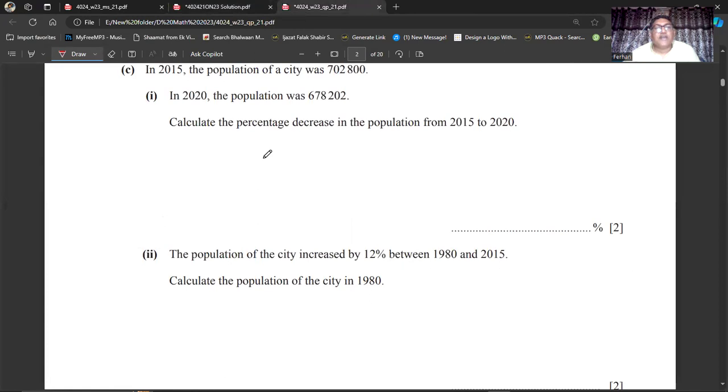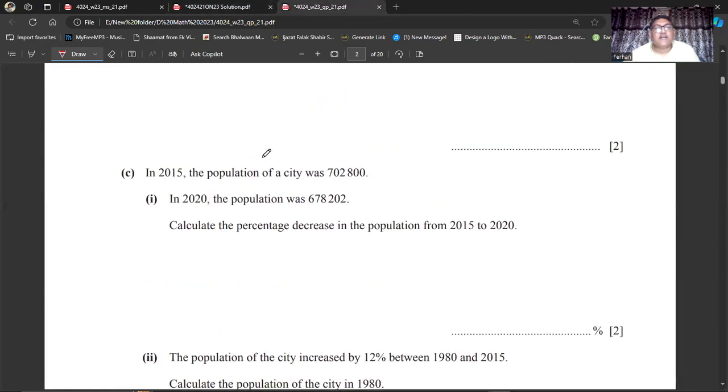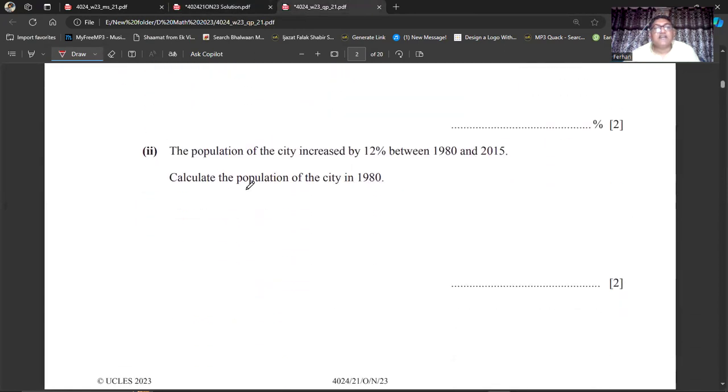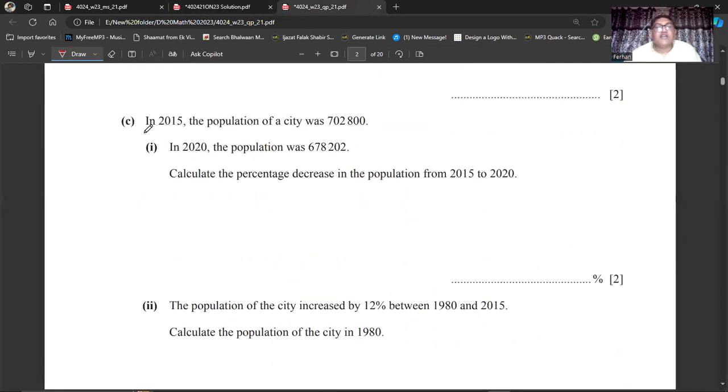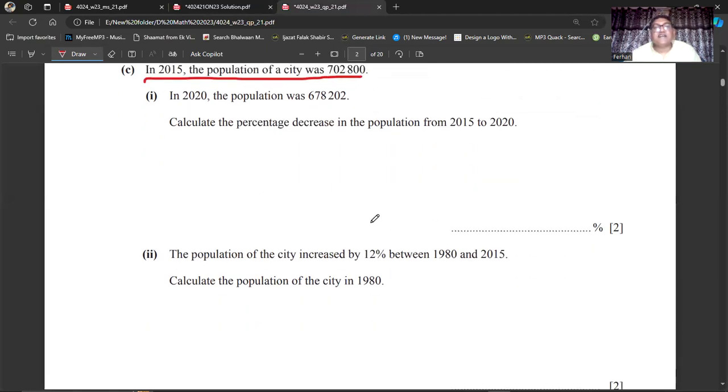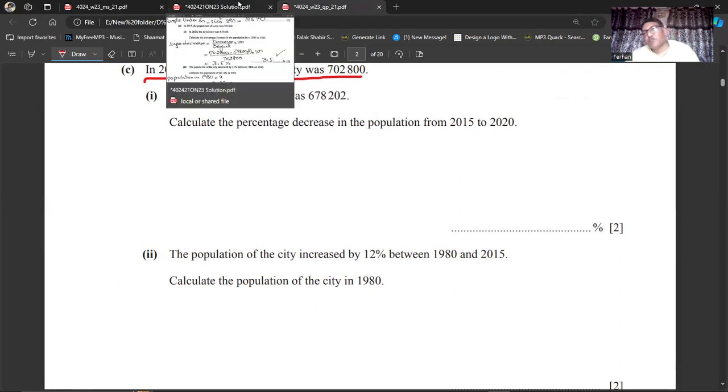Okay, so we are going to question number 1C and its second part. The population of the city increased by 12% between 1980 and 2015. Calculate the population of the city in 1980. In 2015, the population is this much. It is a 12% increase on whatever the population was in 1980. So we have to find that. This is a question on reverse percentage. So I will suppose that value is x.